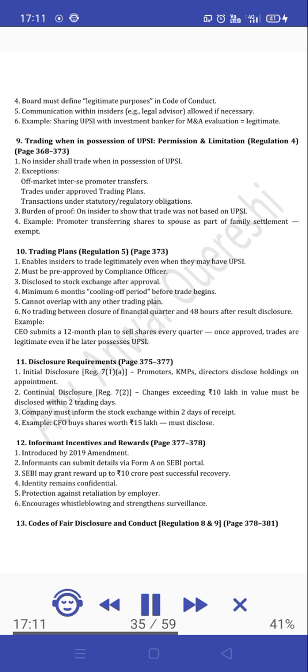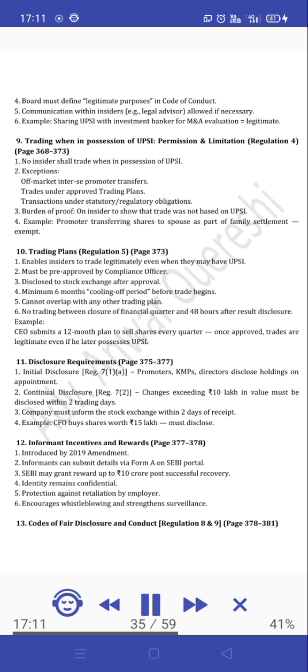11. Disclosure requirements, page 375. 1. Initial disclosure, Reg. 7(1)(a): promoters, KMPs, directors disclose holdings on appointment. 2. Continual disclosure, Reg. 7(2): changes exceeding 10 lakh rupees in value must be disclosed within 2 trading days. 3. Company must inform the stock exchange within 2 days of receipt.